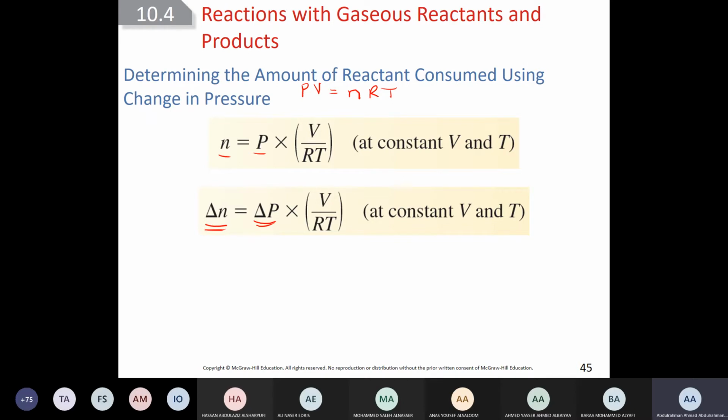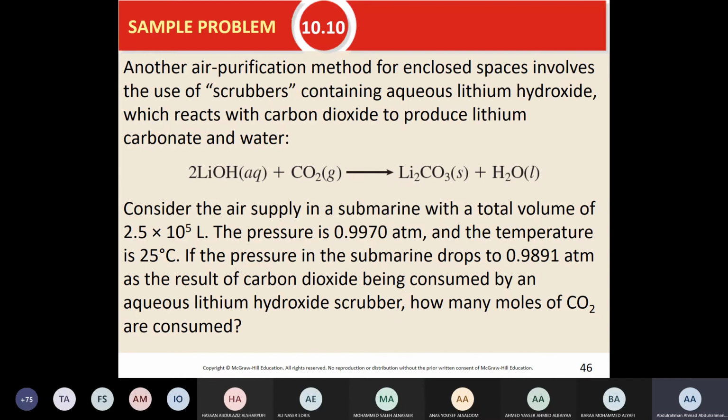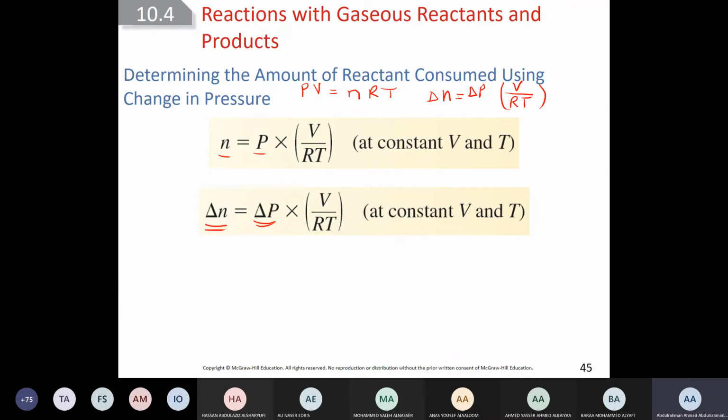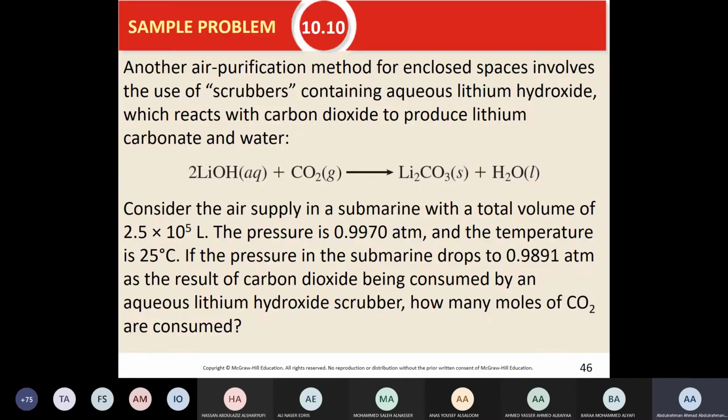As I said, PV equals nRT, so n is equal to PV over RT, and I will keep this as is and take the change in this one. All right, good. Let's solve this problem. Don't forget, we will use this equation to solve this problem. Go ahead.